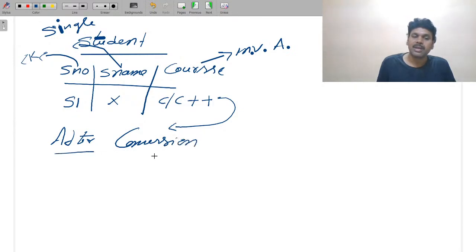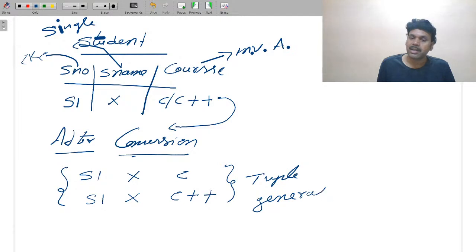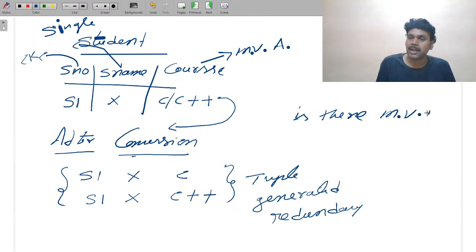After conversion, you look at two tuples. This is the meaning of tuple generated redundancy. What are the two tuples? S1, X, C. Again, the S1 tuple is repeated with C++ for the other pair of values. So whenever this kind of situation is there, we can consider that it is tuple generated redundancy. Now my question is, is there an MVD? That's my question. Is there a multi-value dependency in the student schema?